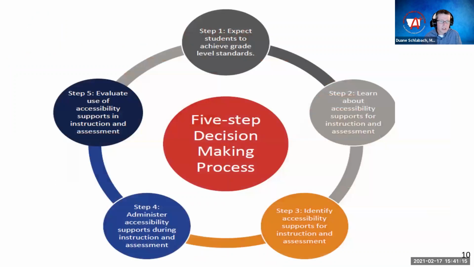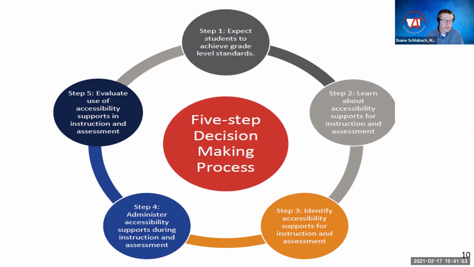And I just want to show you this graphic on the 5-step decision-making process on accessibility and accommodation features across statewide assessments. You look at the top there, that dark gray bar. Step 1 begins with the expectation that all students work towards grade level standards. Step 2 emphasizes the importance of learning about the various accessibility tools available to students and how they can support that student towards meeting the Montana content standards. And then step 3 in the yellow focuses on identifying supports for both instruction and assessments.